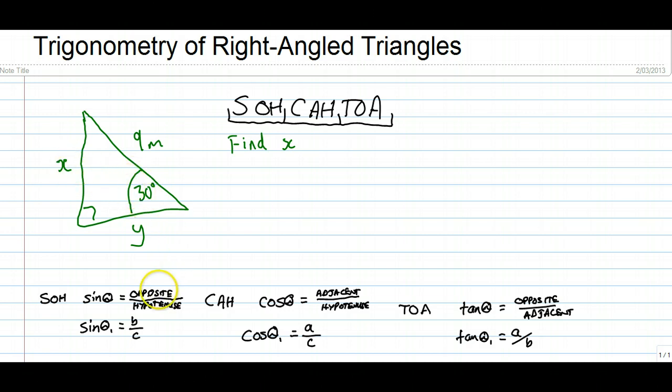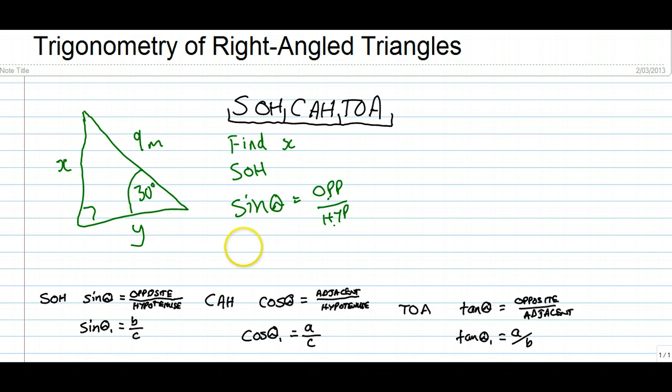So we know we're going to need one of the equations that's got opposite in it. There's two, there's tan and sine, both have opposite in them. So we've got to decide which one. We've also got the hypotenuse that's been given to us. So we know that the equation should have the opposite and the hypotenuse, and that of course is sine theta equals opposite divided by hypotenuse. Since our equation involves the angle, the opposite and the hypotenuse, that's the one we should use.